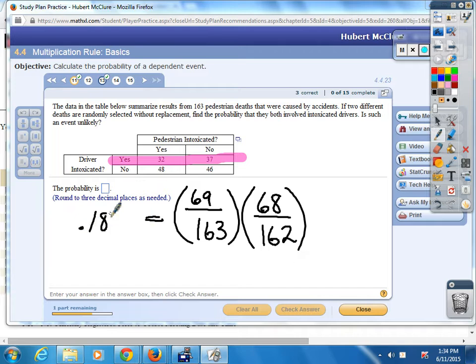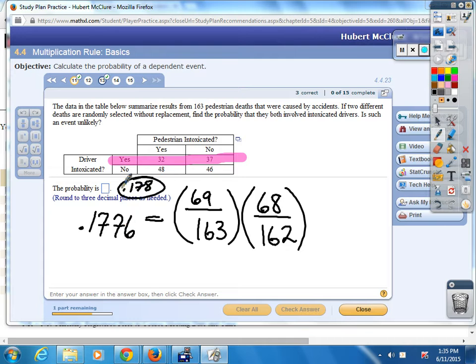176. 176 is 3. What's the 4th digit? 1776. That's the bicentennial year, the Declaration of Independence. All right? So that should be 0.0178.